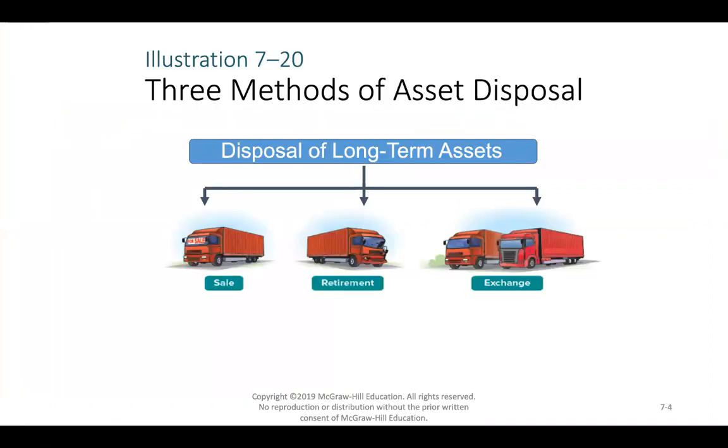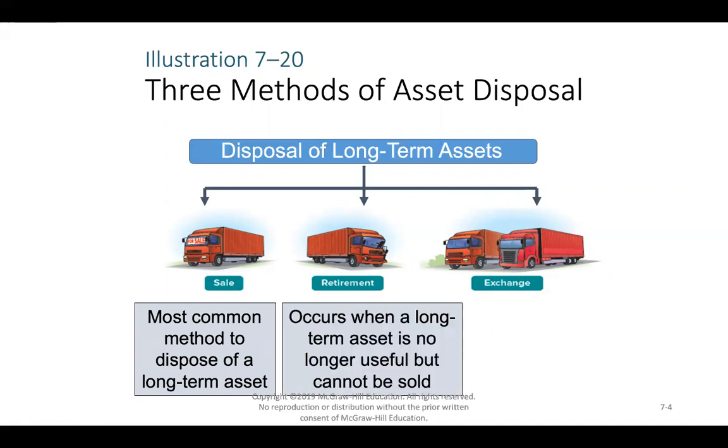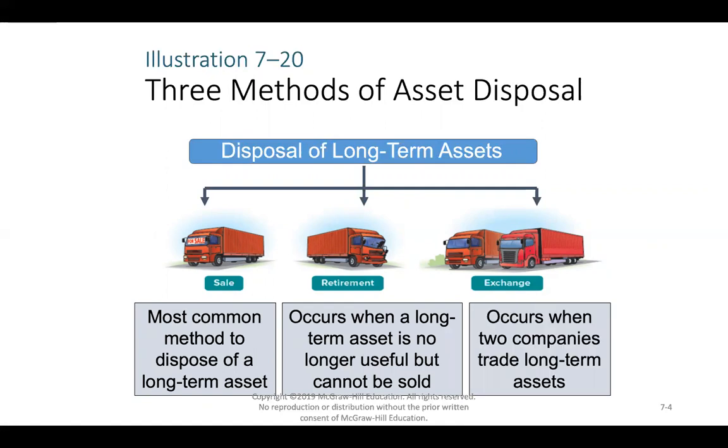This illustration shows that there are 3 different ways an asset can be disposed of. A sale is the most common method to dispose of an asset. When a long-term asset is no longer useful, we can retire an asset. So it is no longer useful to us, but we cannot sell it. The third method, an exchange, occurs when 2 companies trade assets. In an exchange, we often use cash to make up for any difference in fair value between the assets.